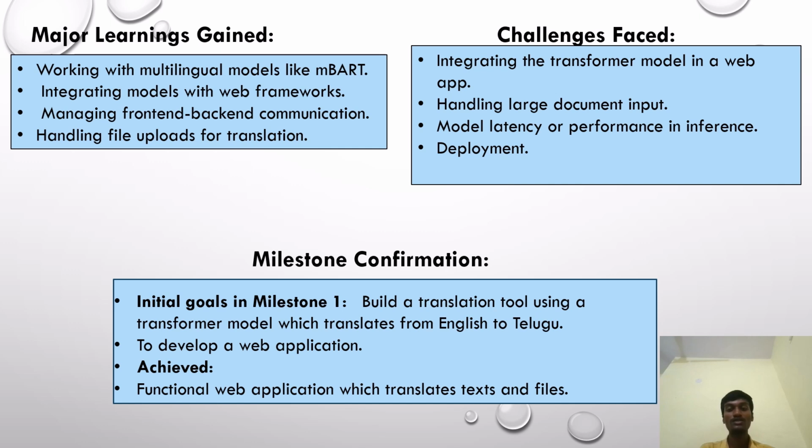Finally, deployment was challenging as we had to configure Docker, FastAPI, and front-end tools like Vercel to work together smoothly. And coming to the milestone confirmation, we are happy to inform that we achieved exactly what we promised in milestone one. Our primary goal was to develop a working English to Telugu translation application using a transformer model. We successfully integrated both text-based input translation and text file translation features. The application now has a user-friendly front end and the backend is fully functional with FastAPI and the mBART model.